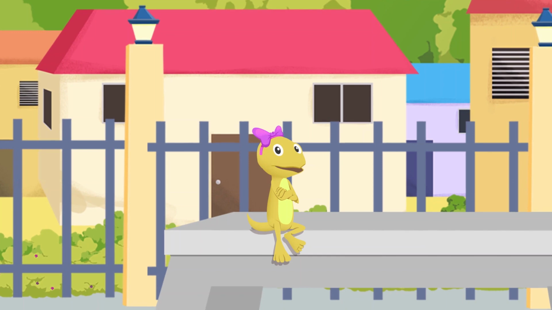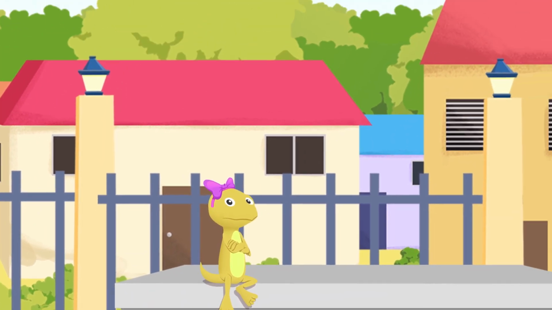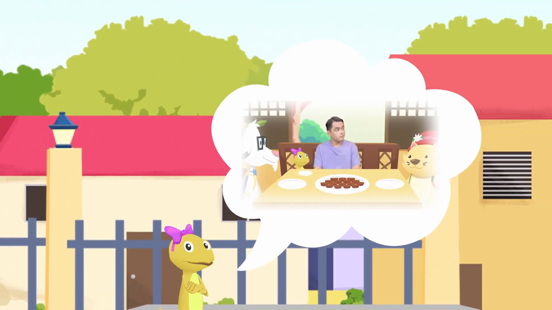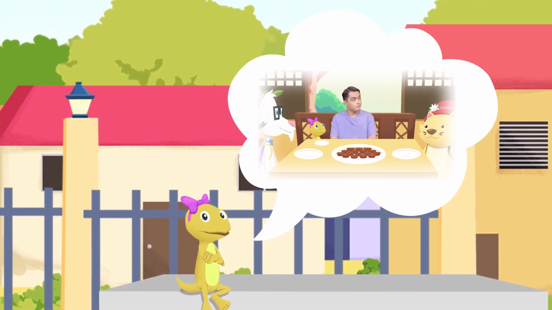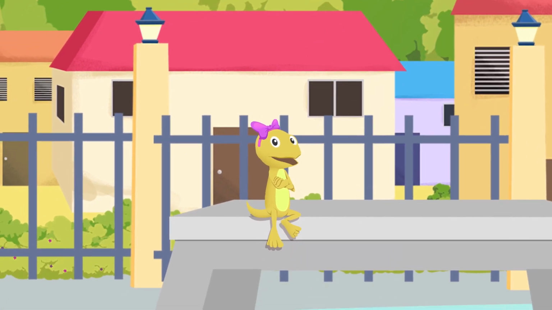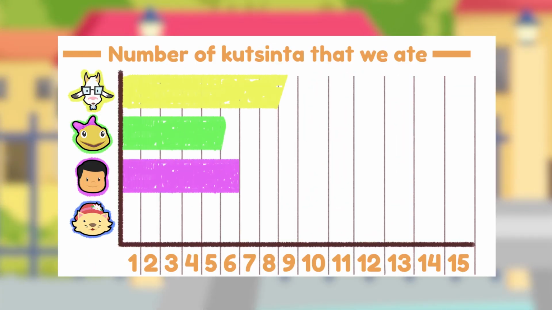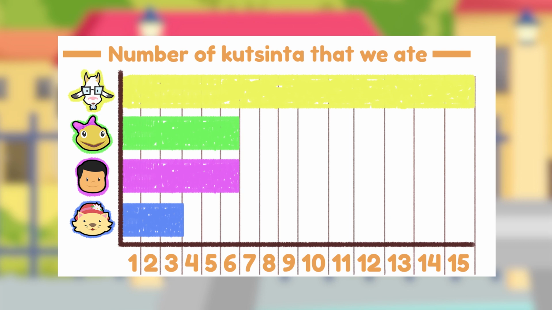Yesterday, I ate merienda with my friends. We had a pack of yummy kuchinta from Mang Ambo. And do you know how many kuchinta we ate? Let me show you this bar graph. Can you tell me who ate the most kuchinta? Obviously, it's Ogot. He had 15 kuchinta. Oh, he really loved it.